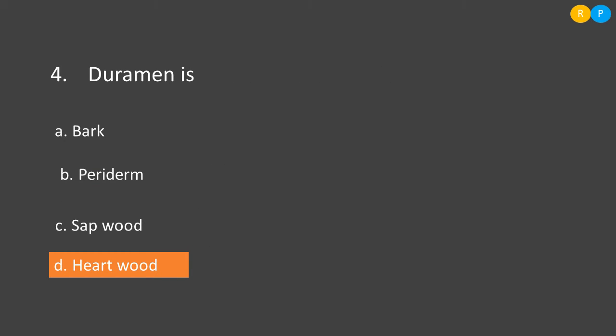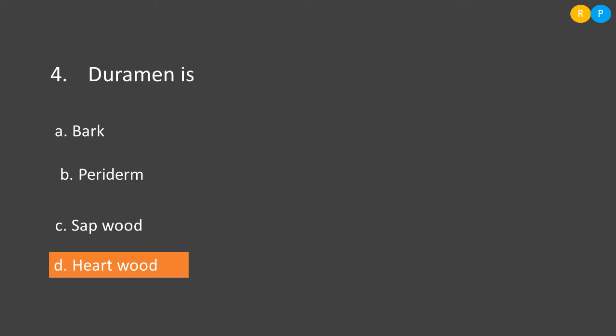Yes, the next question, duramen is. Duramen is the wood located at the central region of the tree. If you observe an old tree, because of many years of secondary growth, the central wood becomes non-functional. That means it does not help in the translocation of water and minerals. Instead, the xylem tissues located at the center accumulate chemicals like tannins and resins. Because of the accumulation of those chemicals, the central wood becomes non-functional. That kind of wood is called duramen, or heartwood.